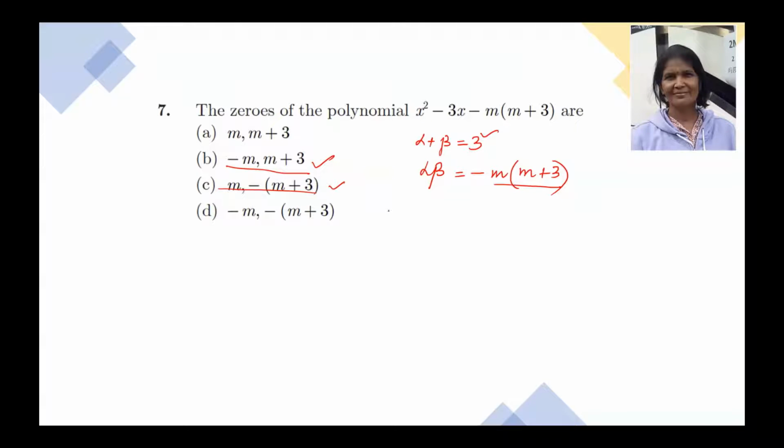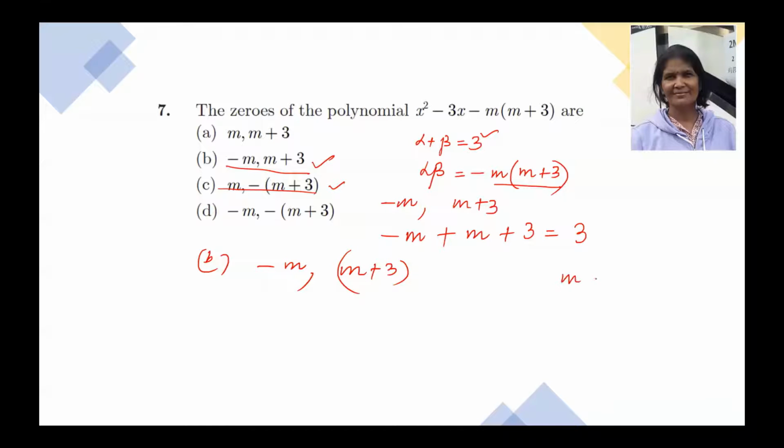So let us check for B. I'll check if one is minus m and one is m plus 3, whether their sum is equal to 3 or not. Is it 3? Yes, it is 3. So B is the answer. One root is minus m and one root is m plus 3. We can check with C also. I'm checking here for C. The sum is minus m minus 3, the sum is minus 3, but sum should be plus 3, because we write the equation x square minus sum x plus product. So sum should be plus 3, not minus 3. So C is not the answer, B is the answer.